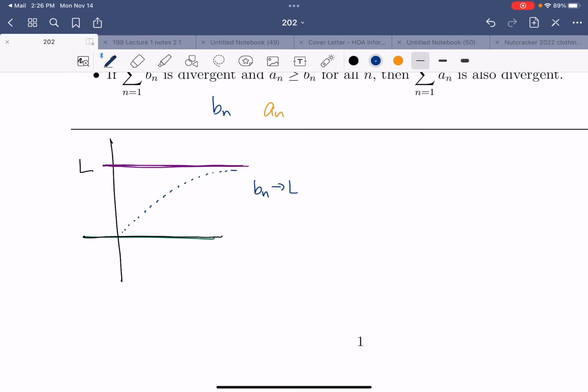If my AN is less than that for all N, so it's got to be somewhere down in here, then we could also say that AN is less than or equal to BN for all N, then AN also converges, right? Because it's got to be below. It can't go above my L line, so it's got to converge to something at most L.